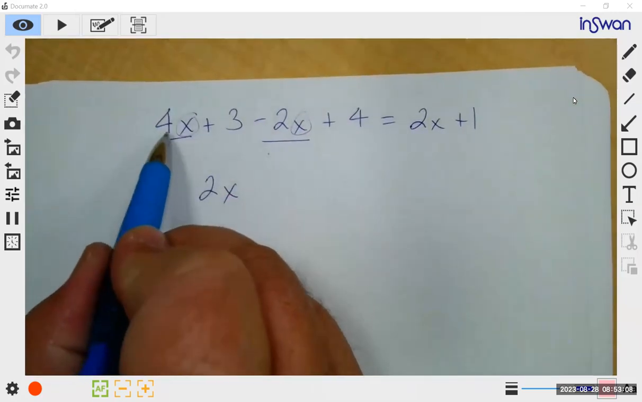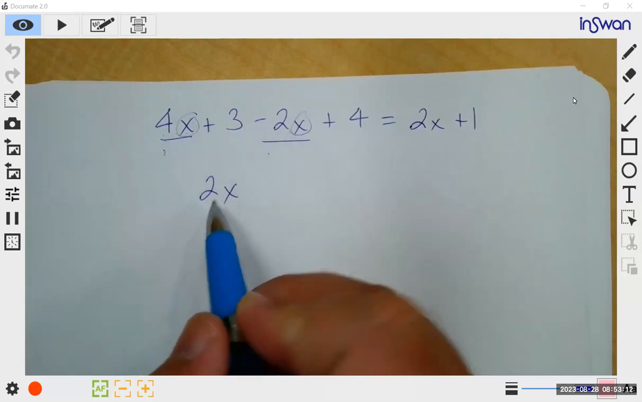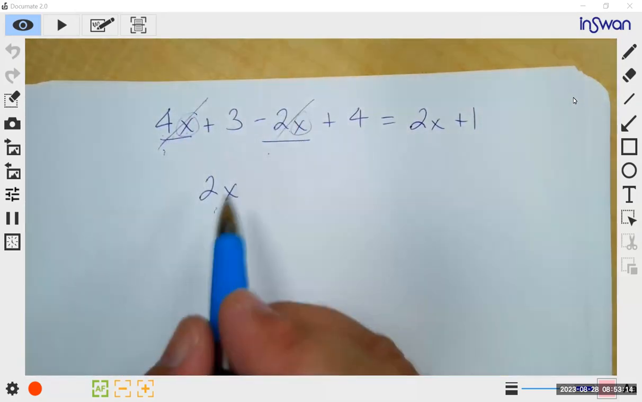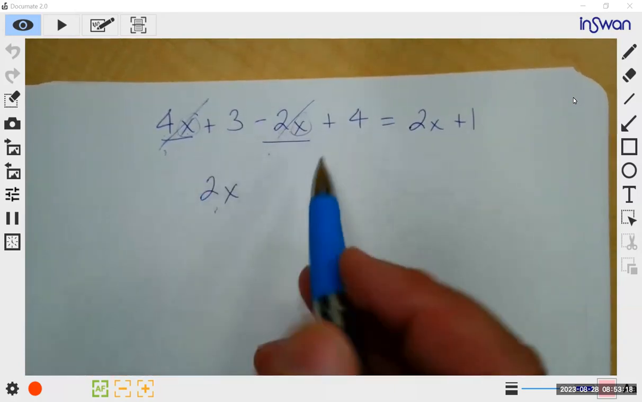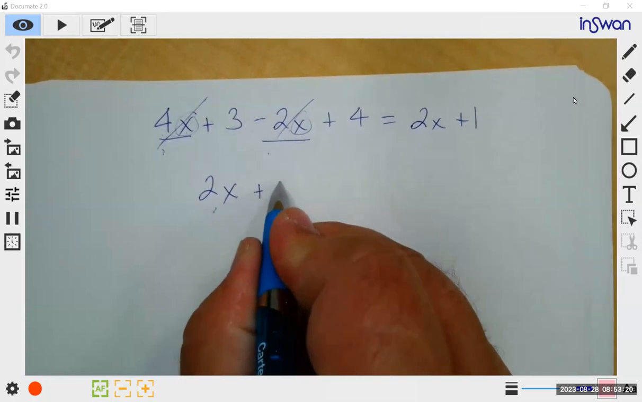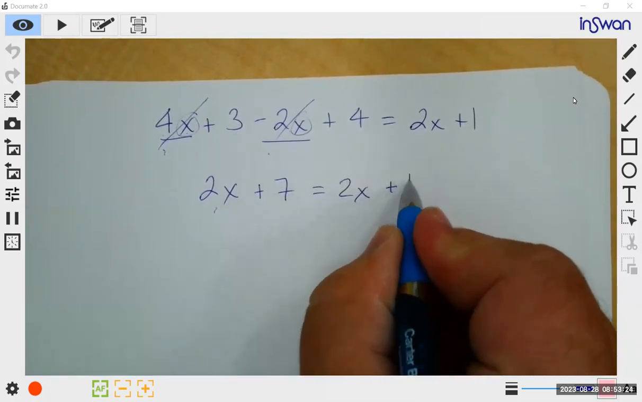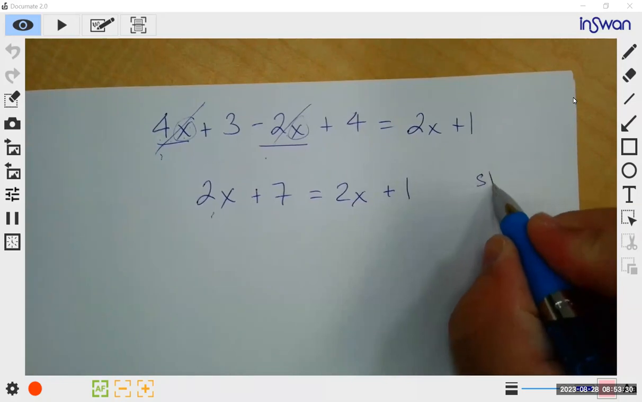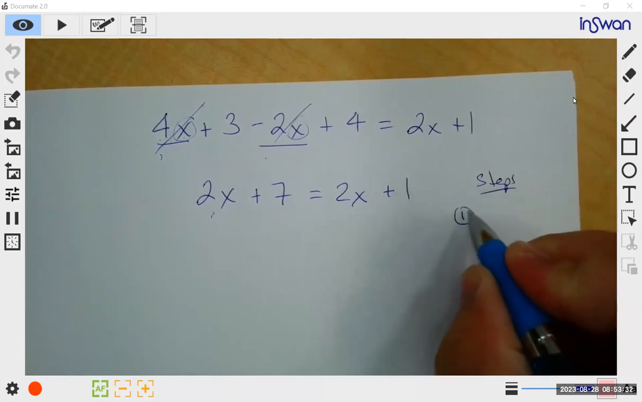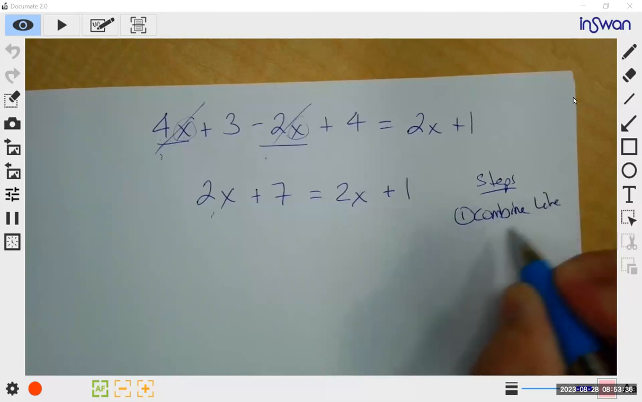Apples and oranges. If I had 4 apples and you took away 2 apples, how many do I have left? 2 apples. So these are both gone. How about my bananas? I got 3 bananas here. I have 4 more, so I have how many? And it's a positive number. So remember, the first step was combine like terms.